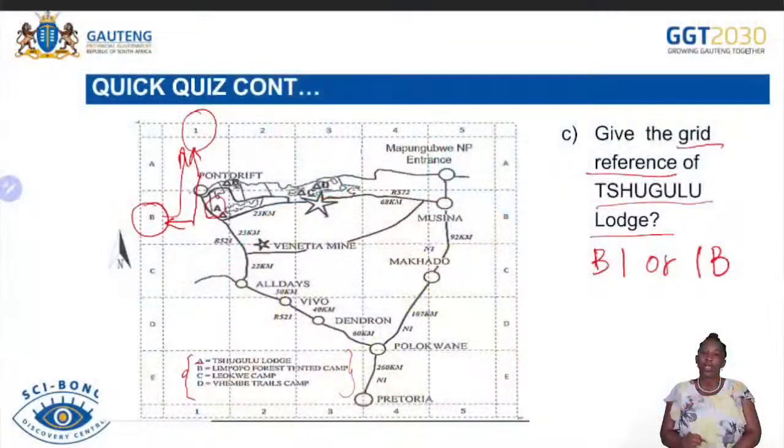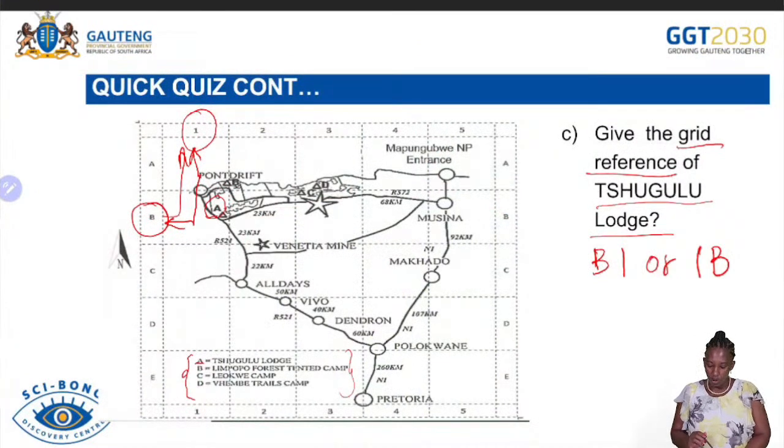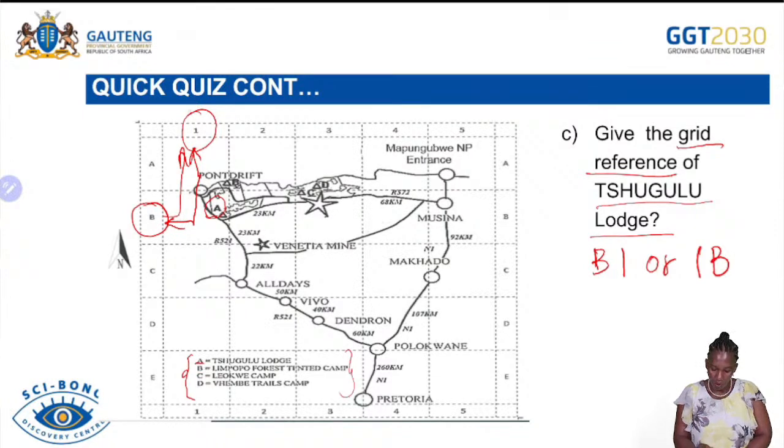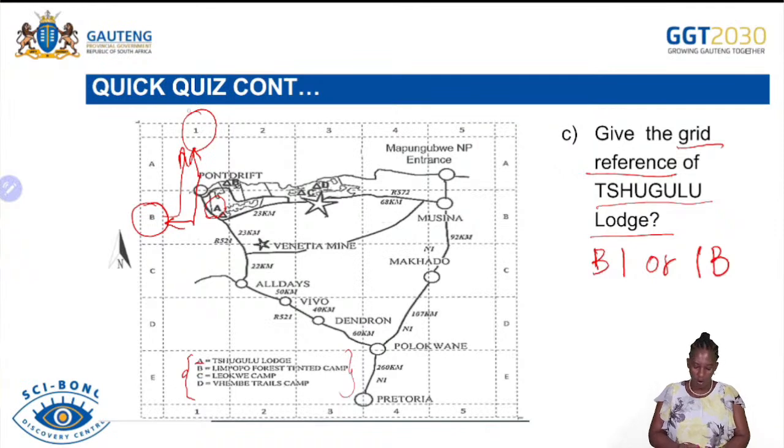Welcome back, boys and girls. As with technology, we are not so much friends, but we are managing, we are getting there. Let's continue. Like I was saying, if you are given the grid reference, it's so easy to use. You need to find the place, check where that place is located, and then write, okay, it is at B1.